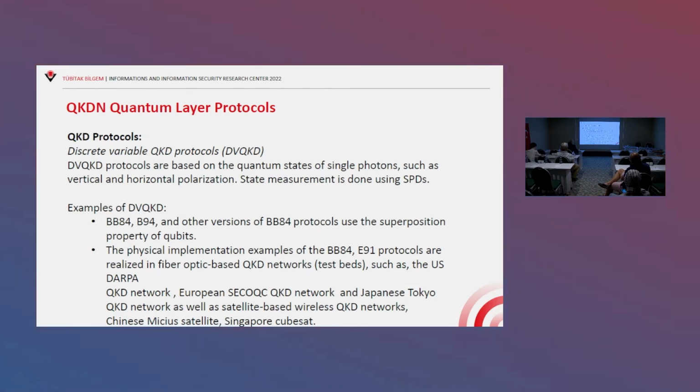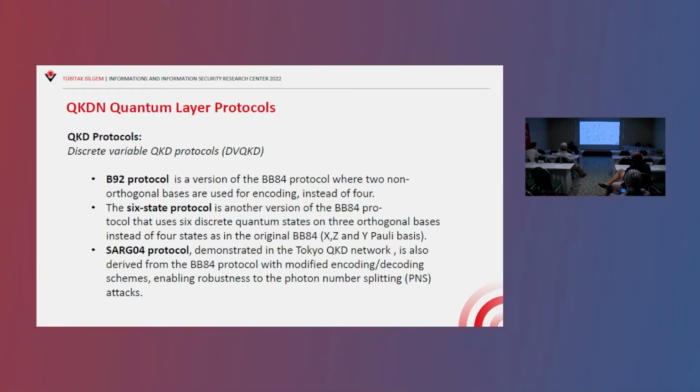So the objective of all these Chinese and Singapore experiments and other test beds is to have a secure network worldwide, a global network where you could ensure secure communications from any point A to point B. That's the whole purpose, and that's guaranteed by the laws of physics. I'm not going to go into the details, but these are all variations of the BB84, of the different DV-QKD, discrete variable QKD protocols.